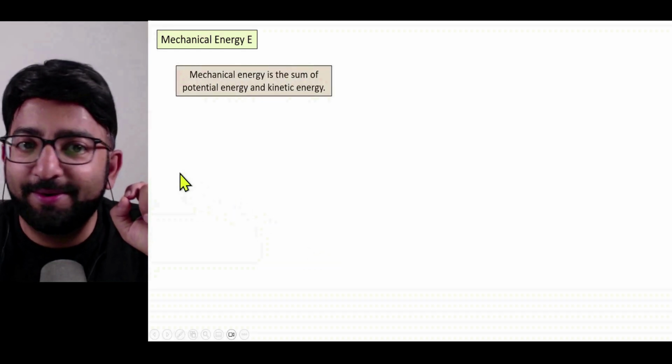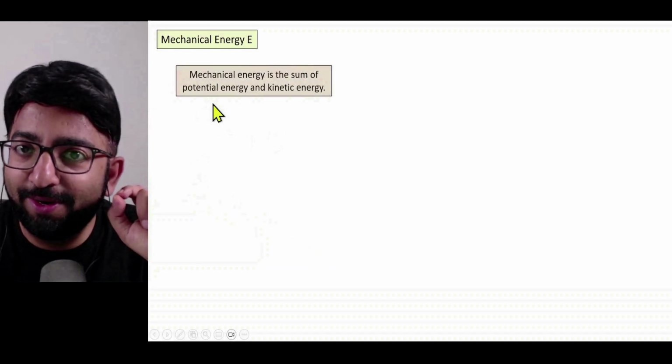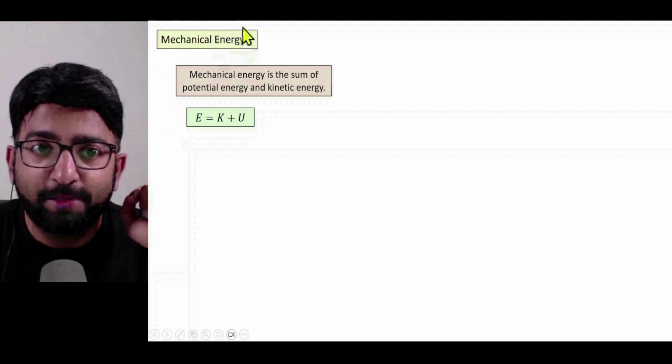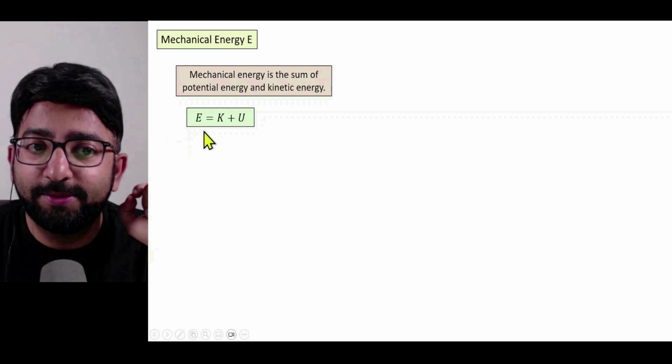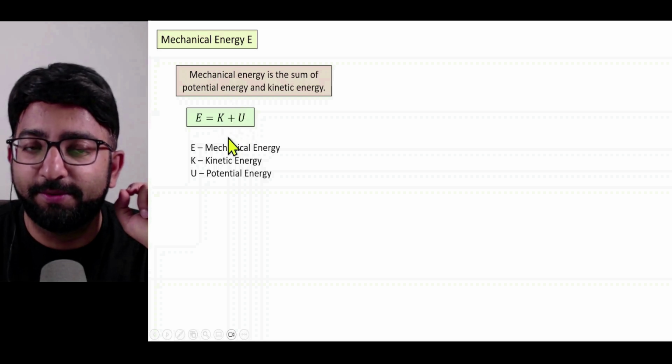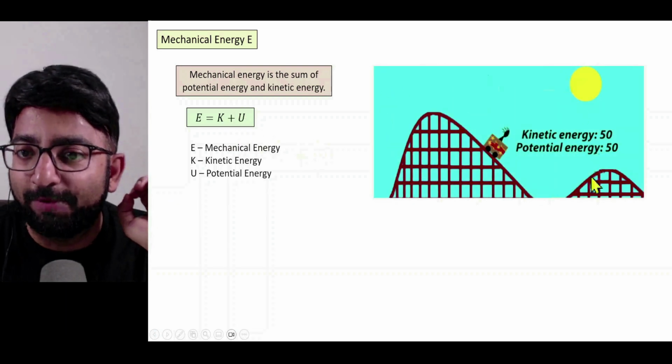Mechanical energy. It is basically the sum of potential energy and kinetic energy. So mechanical energy is represented by the symbol E. So E is equal to K plus U, where K is the kinetic energy and U will stand for the potential energy. Let's analyze this with the help of a diagram.